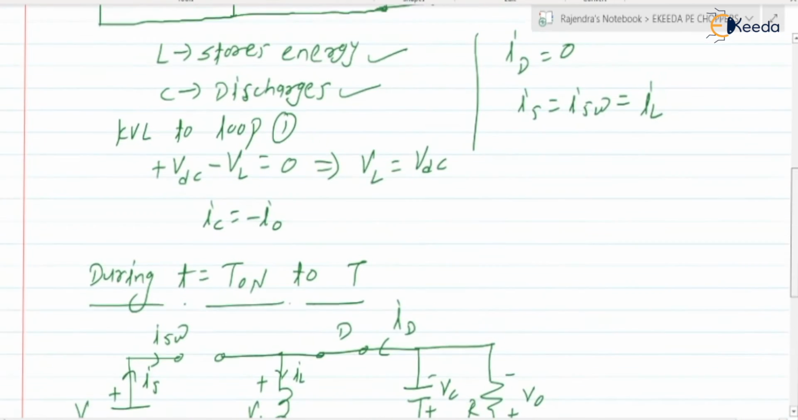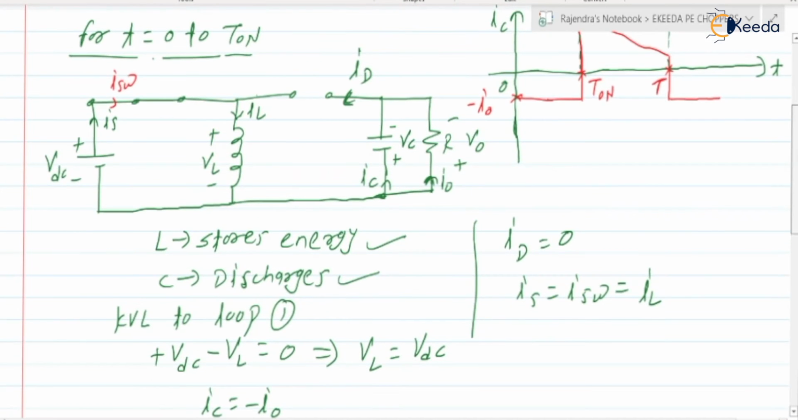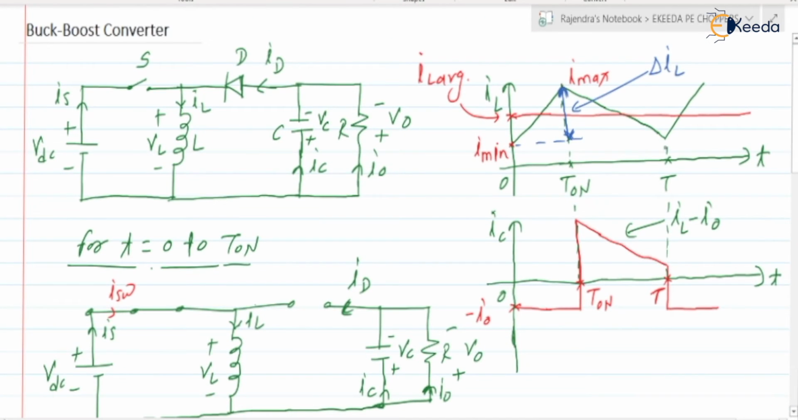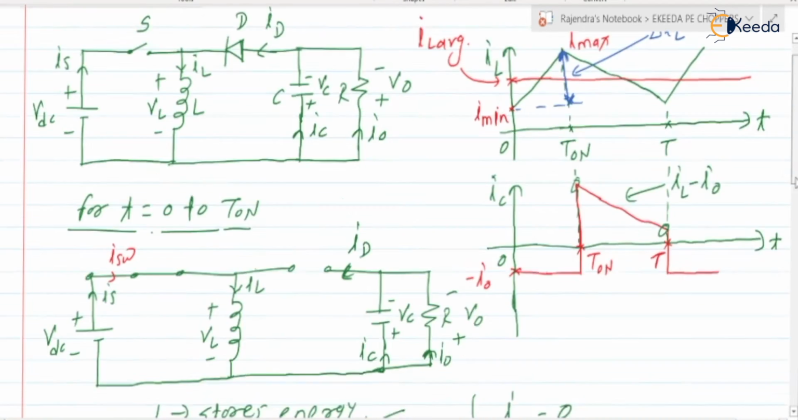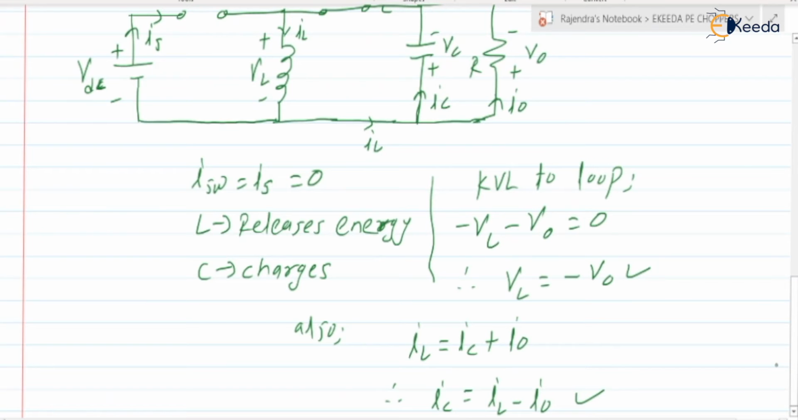So during T on to T, the inductor releases the energy, so the inductor current is changing from I max to I min. And during T on to T, the capacitor current IL minus I0 decreases, from I max minus I0 to I min minus I0. That's why it is decreasing. So this is during T on to T.